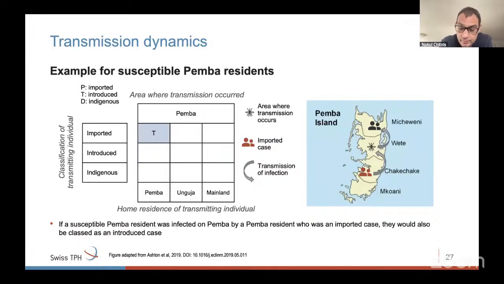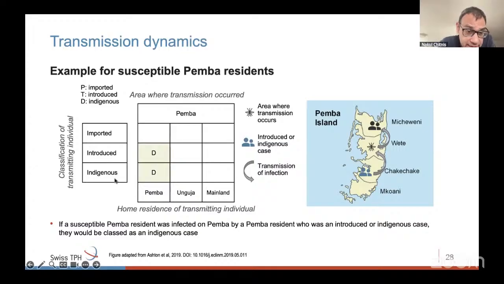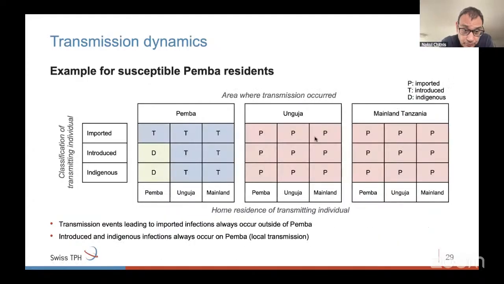And if they're a Pemba resident on Pemba, and they're infected by either an introduced or an indigenous case on Pemba, they would be considered an indigenous case. So this is how we build a transmission matrix for Pemba residents, and then we would similarly do this for Unguja and the mainland.